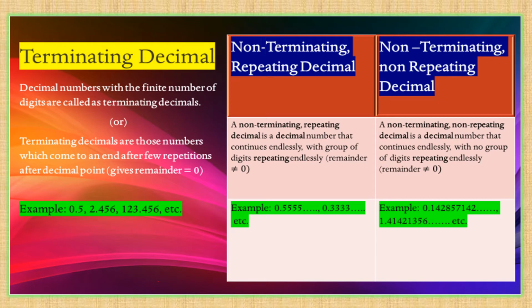So a non-terminating repeating decimal is a decimal number that continues endlessly with a group of digits repeating endlessly. Here, a group of digits repeating endlessly means there is no end. Why is there no end? Because it is not giving remainder 0. Here the same thing with no group of digits. No group of digits means no digit is repeating. When no digit is repeating, then they are called non-repeating. Okay, clear? Terminating and non-terminating. So let us go to the next slide.